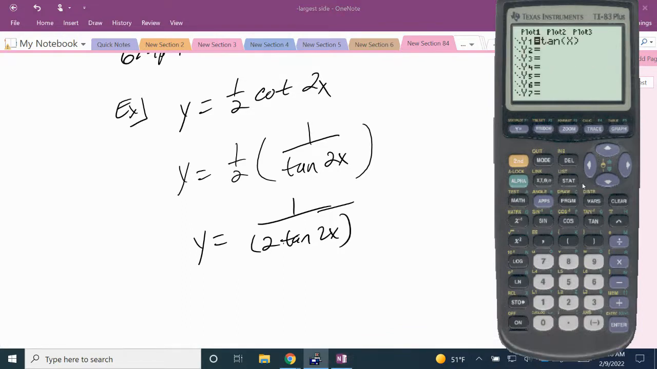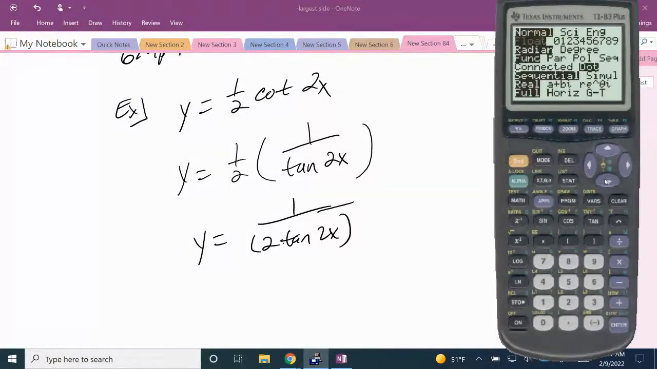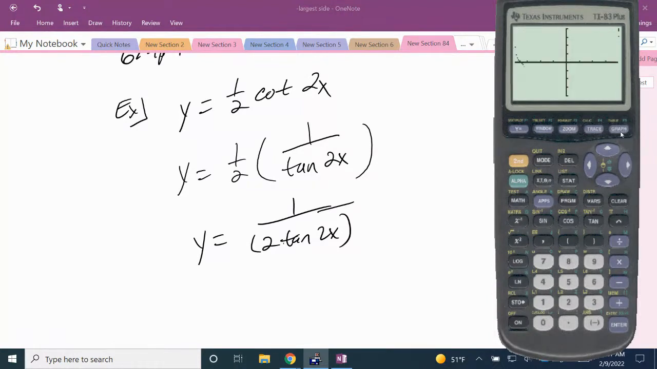All right, so if I hit y equals, I'm going to clear that out. So I have 1 divided by, and I'm going to use a set of parentheses, 2 times the tangent of 2x. I'm going to close off the argument for tangent. I'm going to close off the denominator, and we're going to graph. Okay, and I'm just going to take those lines out. All right, and we have our graph.